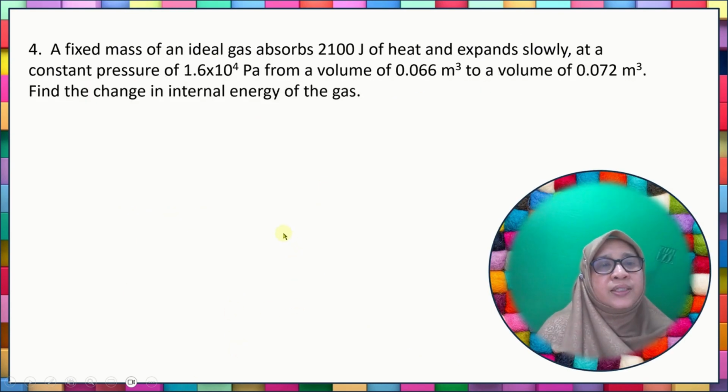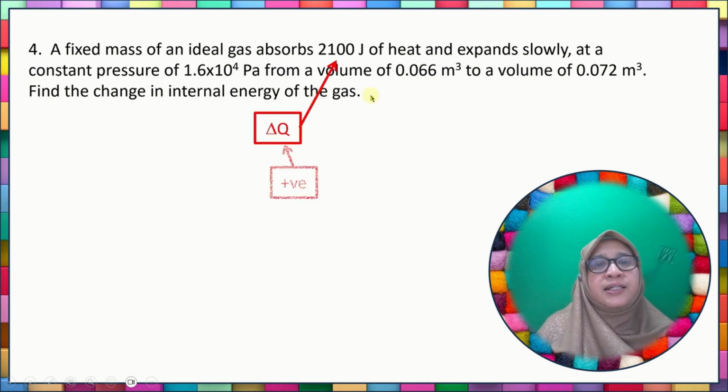Okay, next question 4. A fixed mass of an ideal gas absorbs 2100 joule of heat and expands slowly at a constant pressure of 1.6 times 10 to the power of 4 Pascal from a volume of 0.066 meter cube to a volume of 0.072 meter cube. Find the change in internal energy of the gas.